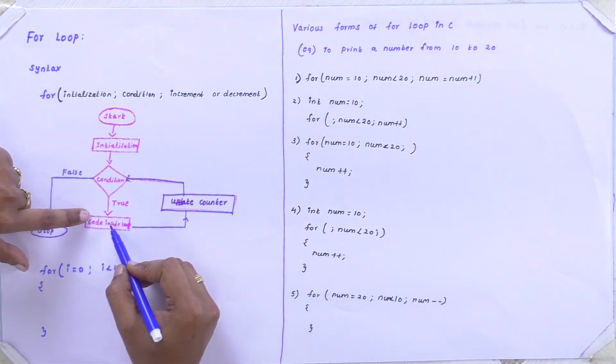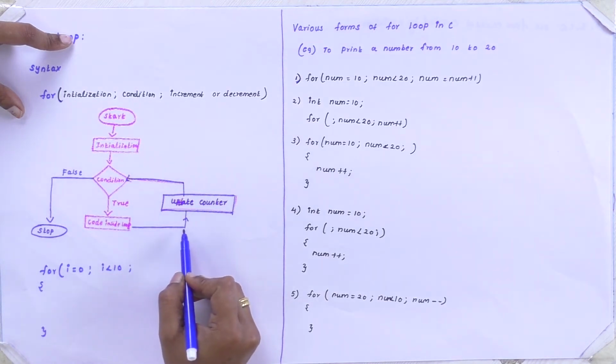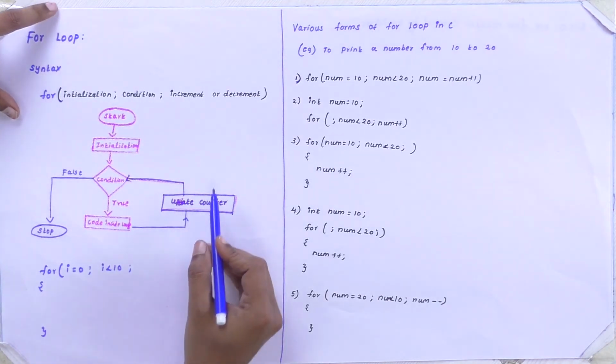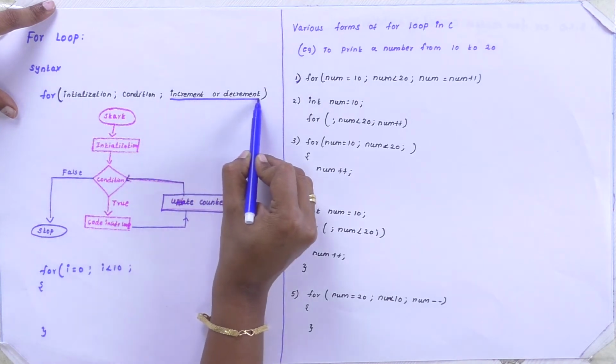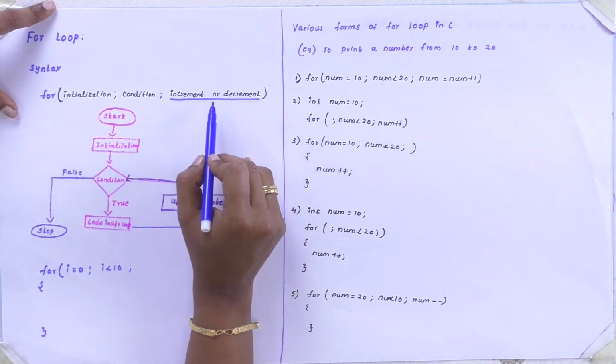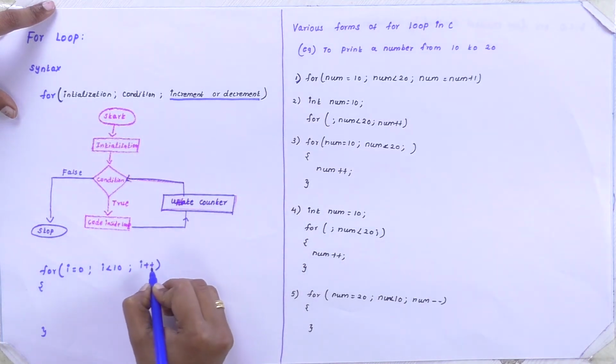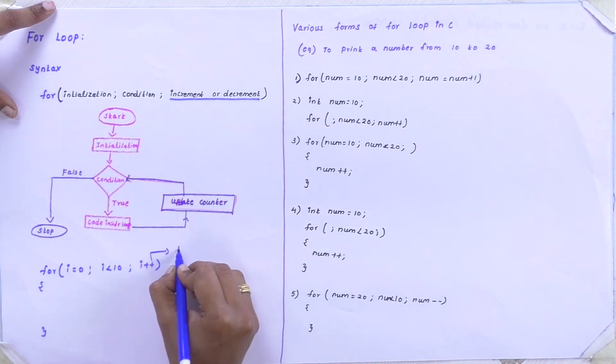After the execution of the for loop statement, it will go to the update counter. Update counter means nothing but an increment or decrement. It will do increment or decrement based on your condition. Here I am going to increment the value as i++, which refers to incrementing the value by 1.